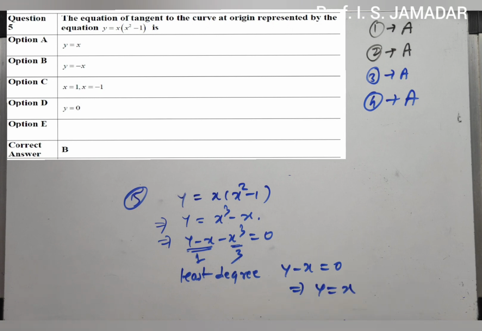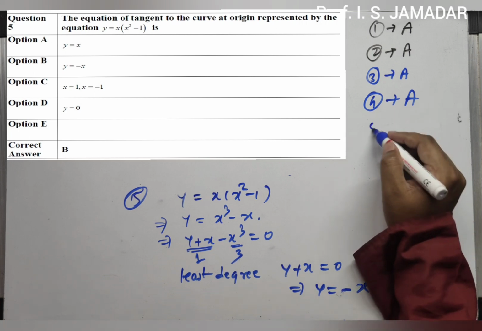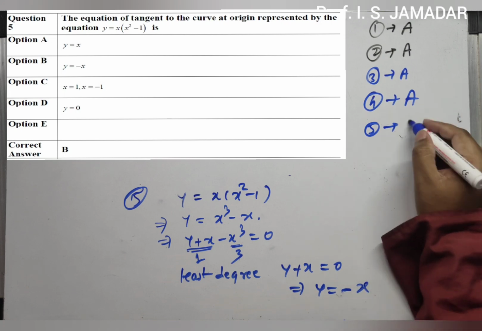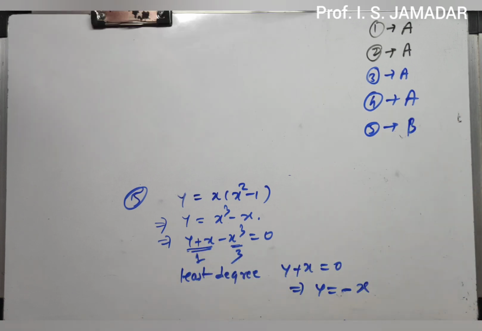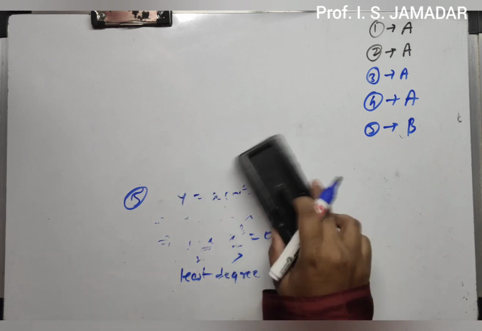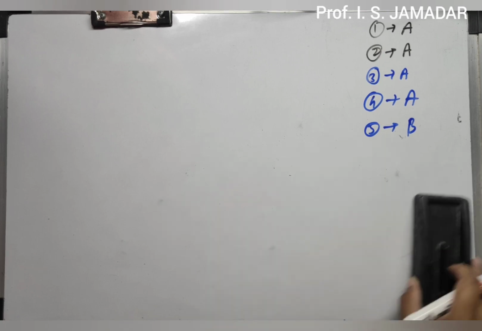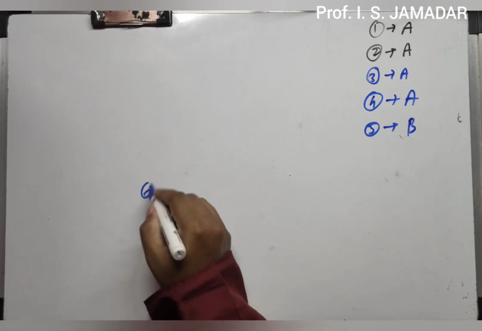So the answer is option, okay, one mistake we have done, it is y plus x. So y plus x will give you y is equal to minus x. So the answer is option B. So for 5th, the answer is option B. Take care of these minor calculations, that will give you the wrong answer. Okay, so take care of those things. Question number 6.